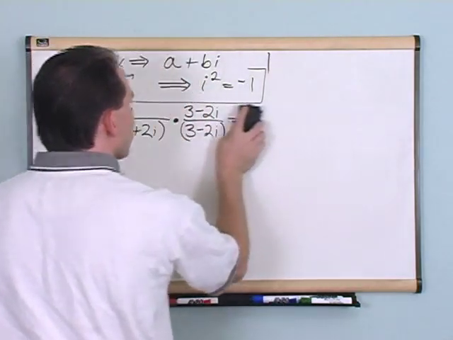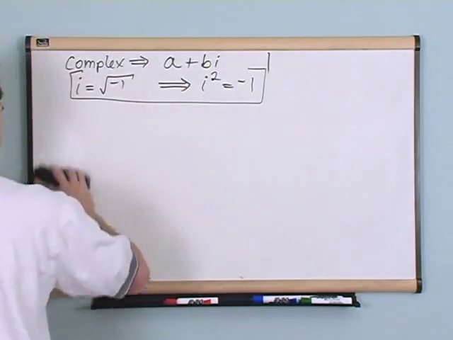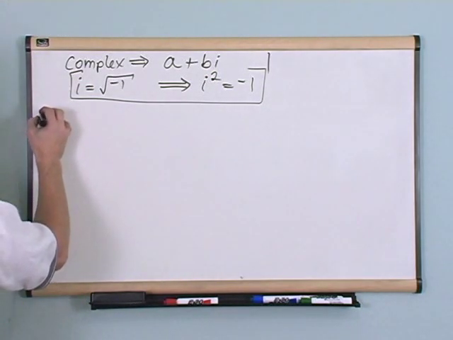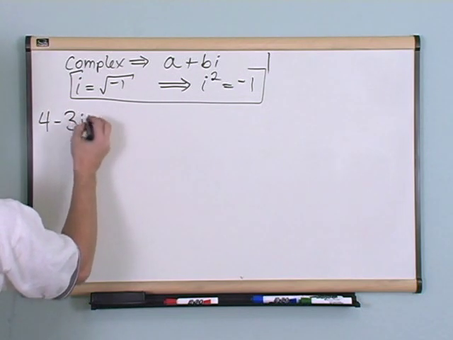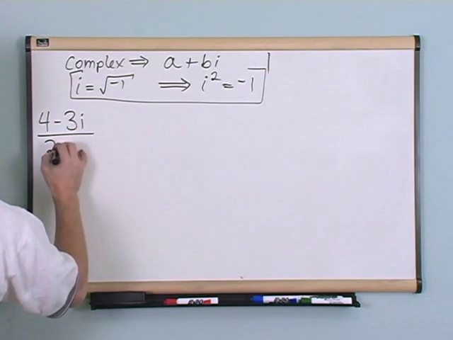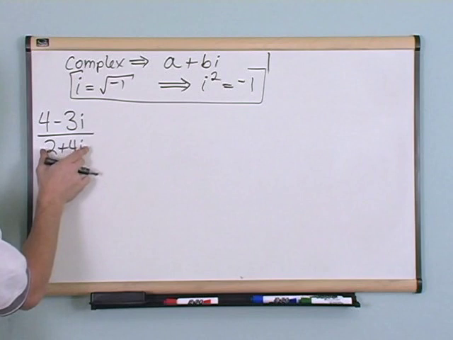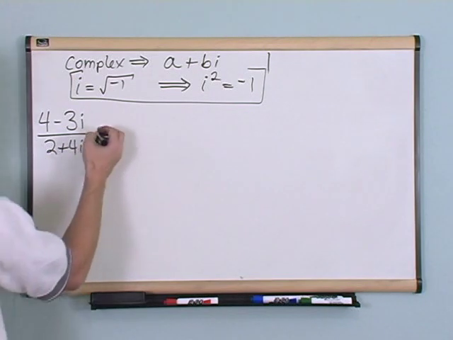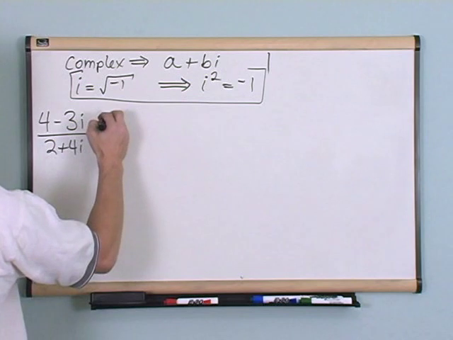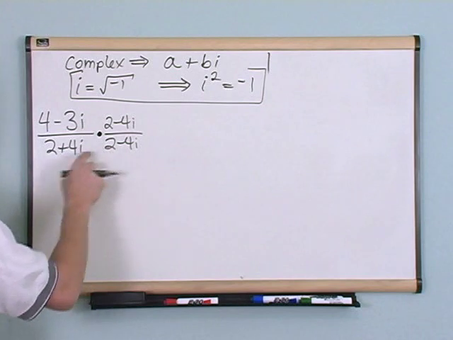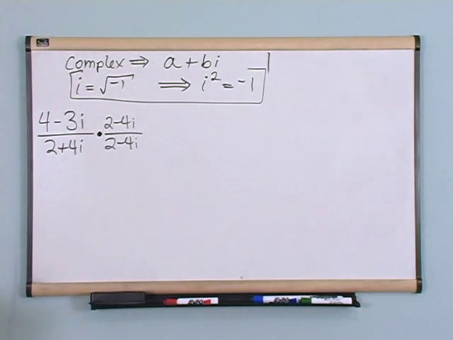I'm going to do a couple more problems, and we'll call it quits for this section. What if I wanted to simplify 4 minus 3i over 2 plus 4i? And the question was, simplify that. Okay. Well, I would do the same thing I did before. I don't like to have imaginary numbers in the denominator. So what I'm going to do is multiply by the conjugate, 2 minus 4i over 2 minus 4i. So to get the conjugate, you just put a negative sign anywhere there's an imaginary number. That's your conjugate.